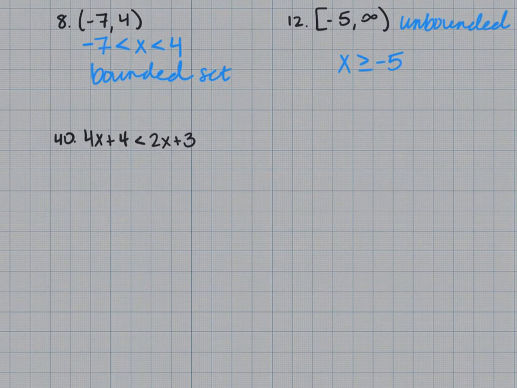Next, we're going to look at 40. In 40, we've got the inequality 4x plus 4 greater than 2x plus 3. And we're just trying to solve this inequality for the variable x. So we're going to try and get x on one side and everything else on the other. And then we're going to draw that on a number line.